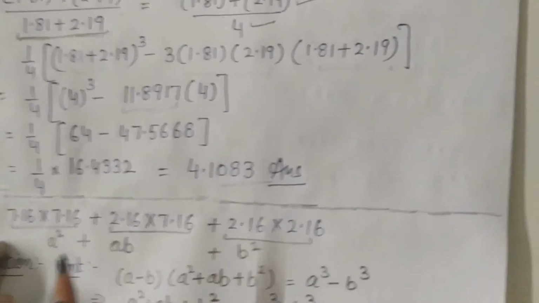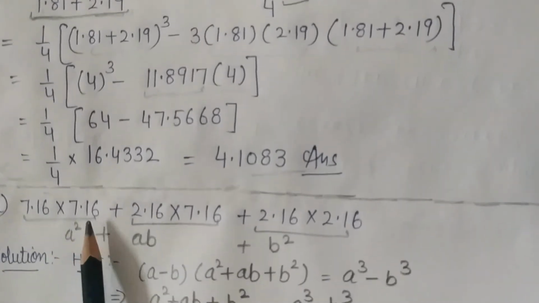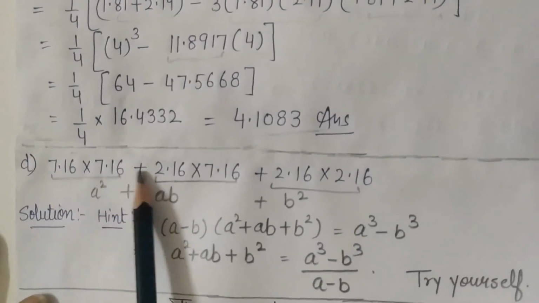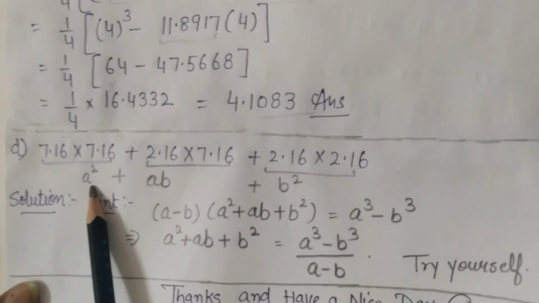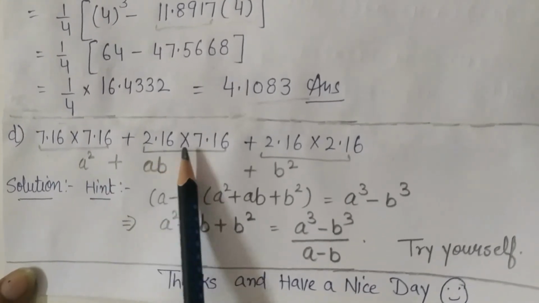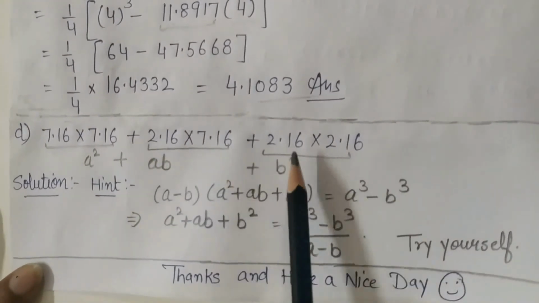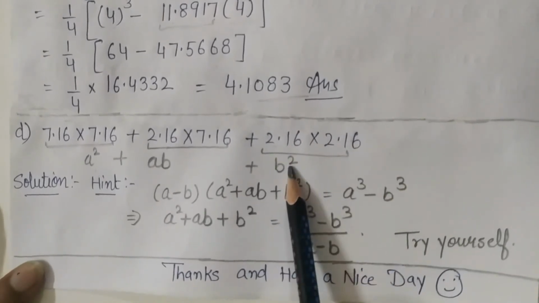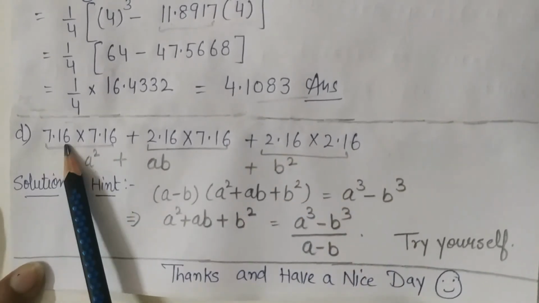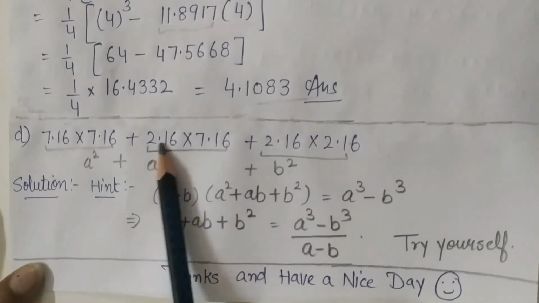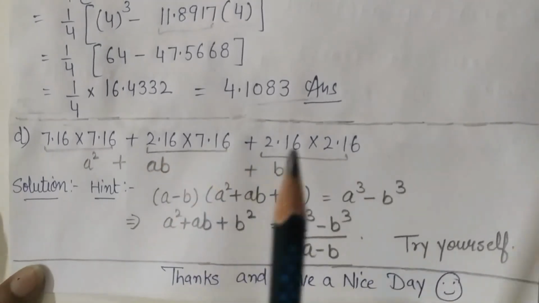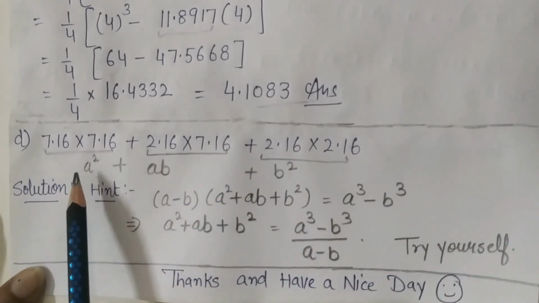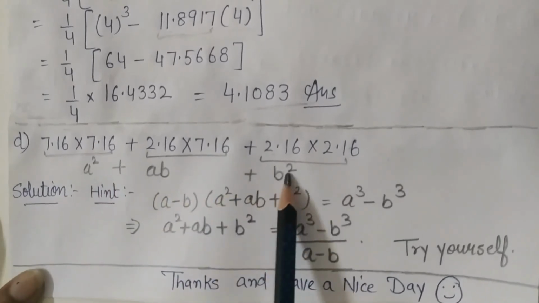So look at your D part. Here is 7.16 into 7.16. Both values are same. It means it is a square, plus 2.16 into 7.16 plus 2.16 into 2.16. Both values are same. It means it's b square. So a value is 7.16 and b value is 2.16. It means this is your ab. Now here is a square plus ab plus b square.